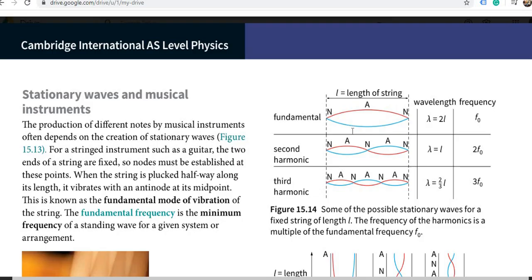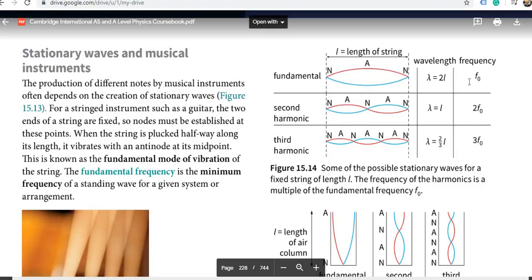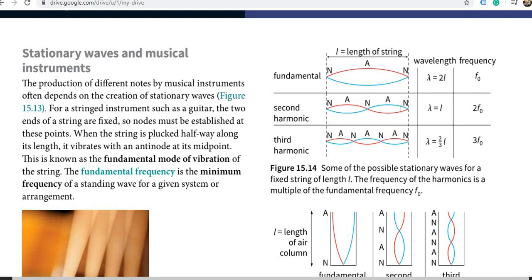So here we have one antinode, here we have two antinodes, here we have three. So like that you can continue: 4 antinodes, next one 5 antinodes, like this. Okay, so this is F0. Here the frequency is double. You can see the wave speed is the same, but the wavelength is now halved.